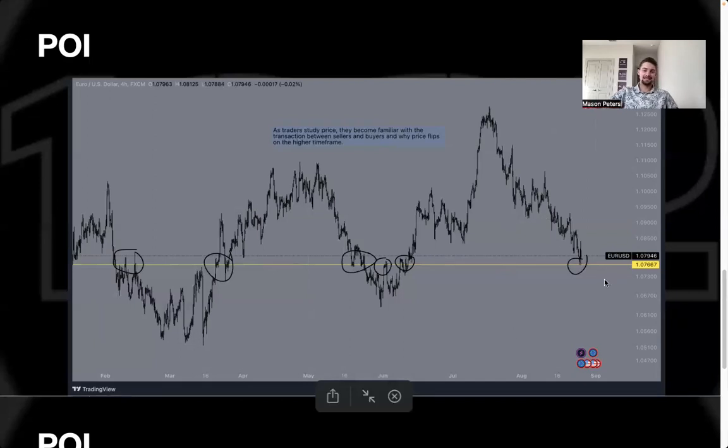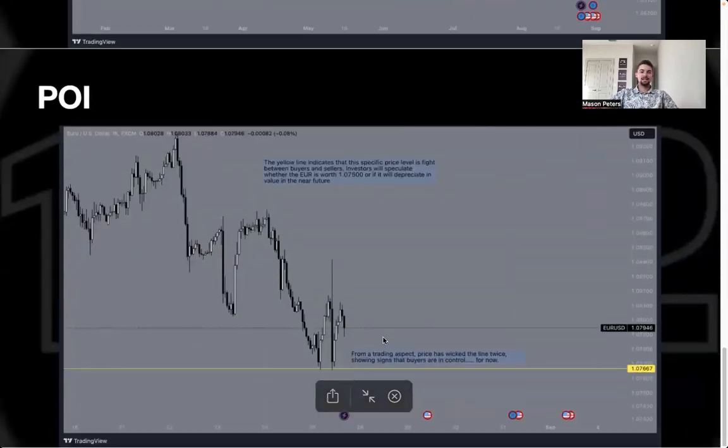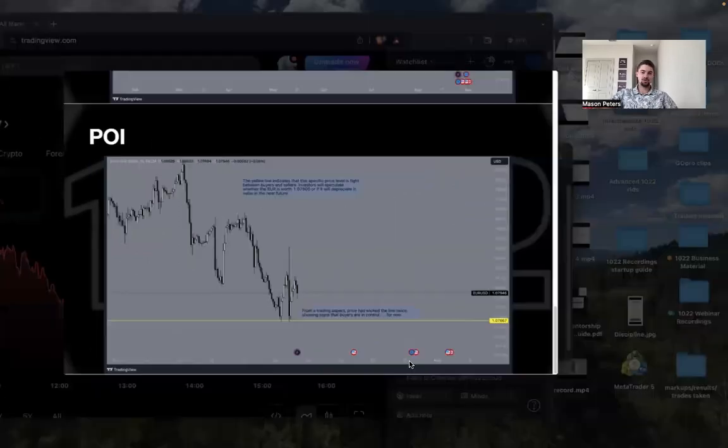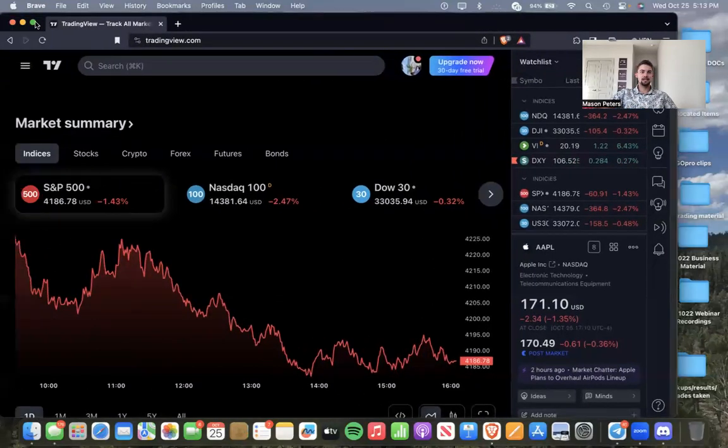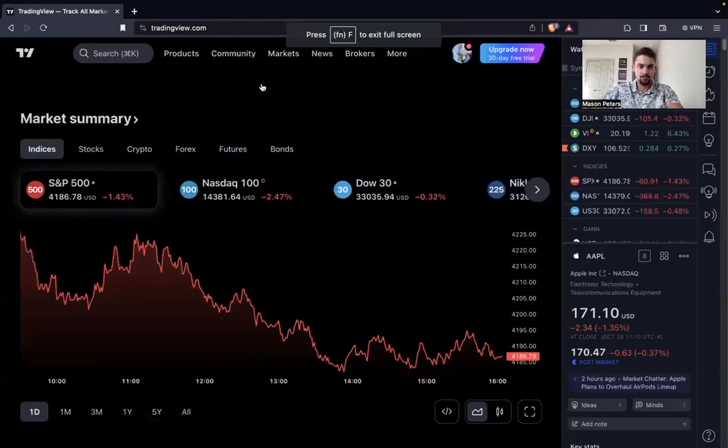We are now currently at this level. This was actually back in September as well. So we're going to look at the chart and see where we are now at 107. And you can see here that the yellow line indicates that it is a fight. And it wicked it twice, showing that there are buyers in control for now. For now, buyers are in control. And so let's go to the charts and dive a little deeper into point of interest.